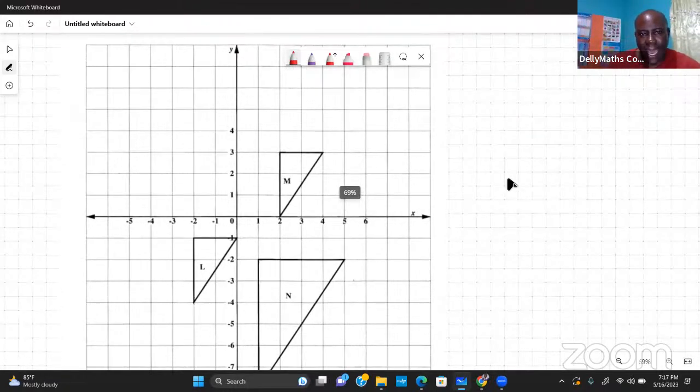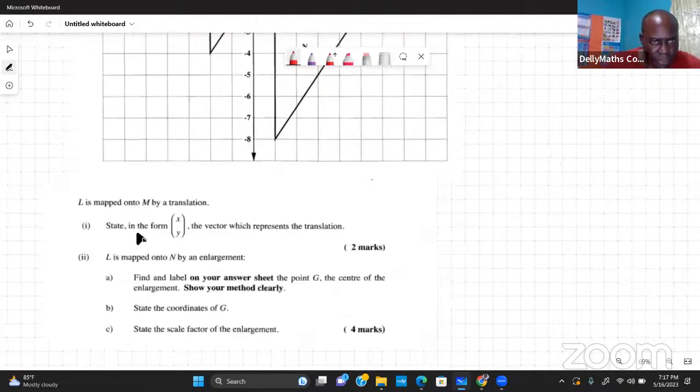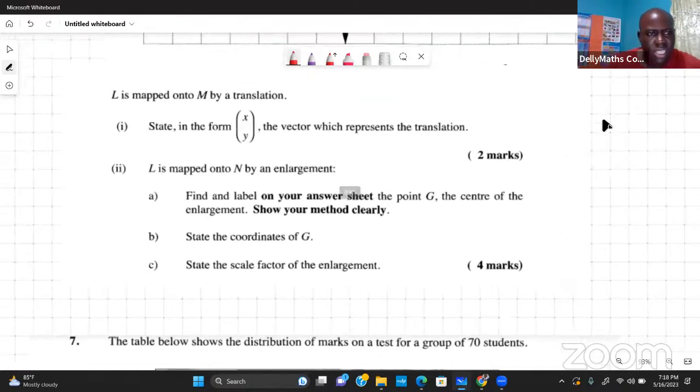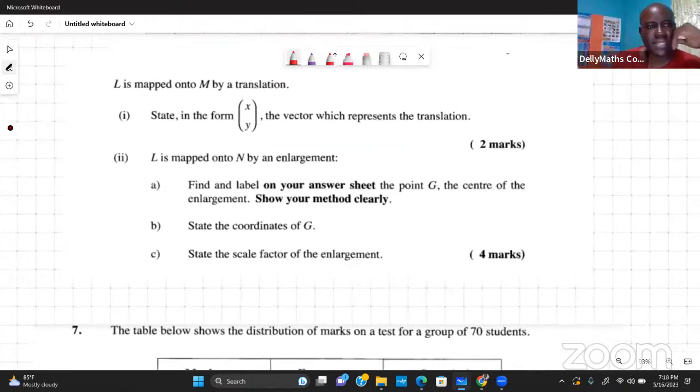So we're looking at the diagram. All right, good. Seeing a lot of things there. Let us see what they want. Let's go. Here's the first question. Let me blow it up a little bigger for us. The first question says, L is mapped onto M by a translation. State in column vector form the vector that represents the translation.